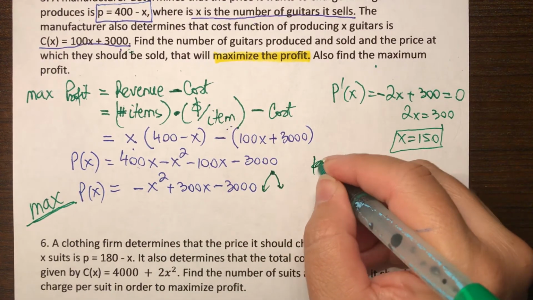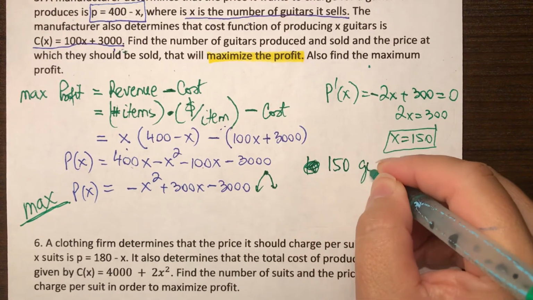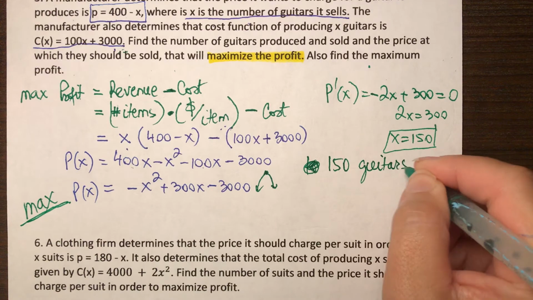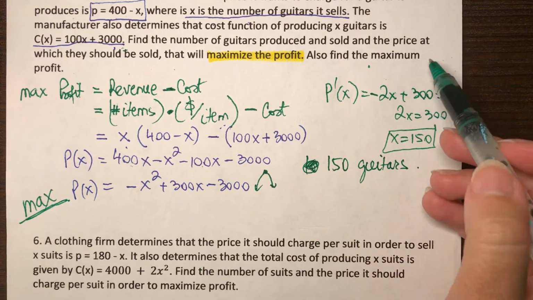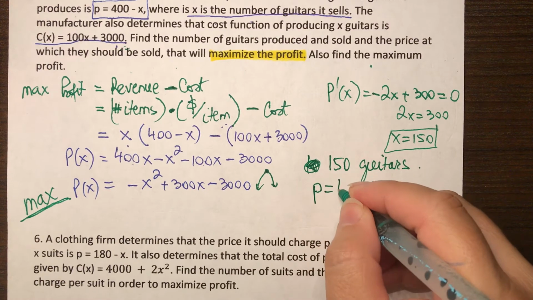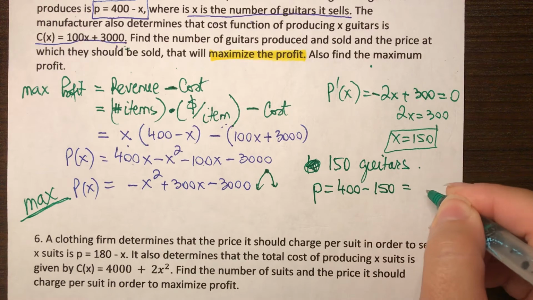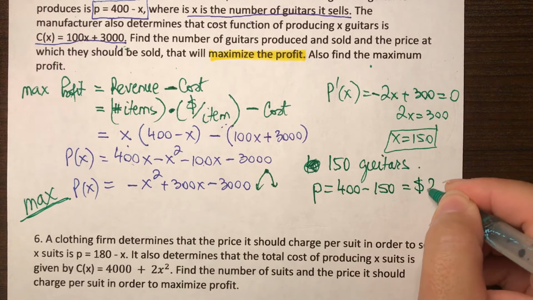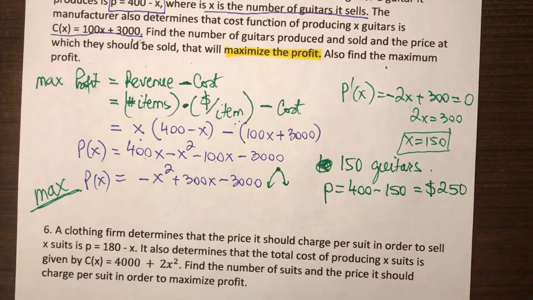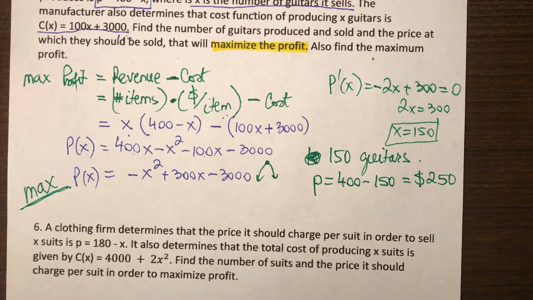That's X. So produce and sell 150 guitars. And the price at which they should be sold. What was the price? It was 400 minus X. So in other words, sell them at $250 a piece, but you're also selling 150 of them at that price. And then what will be the maximum profit?